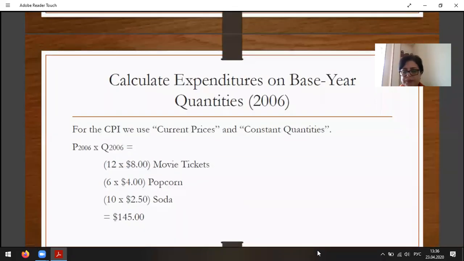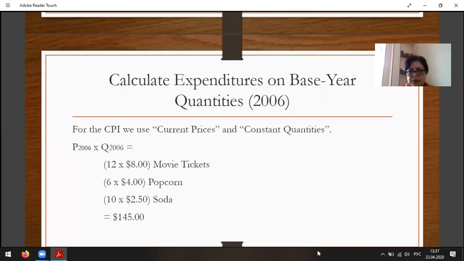So first step, we need to calculate all costs of our hypothetical purchaser on the base year. It means the expenditures for 2006. So what do we need to count the expenditures? Of course, we need to multiply the quantity of goods purchased by respective prices. Say, for movie tickets, it's the number of tickets, 12, multiplied by the price of one ticket, $8. The same we do for popcorn and soda.